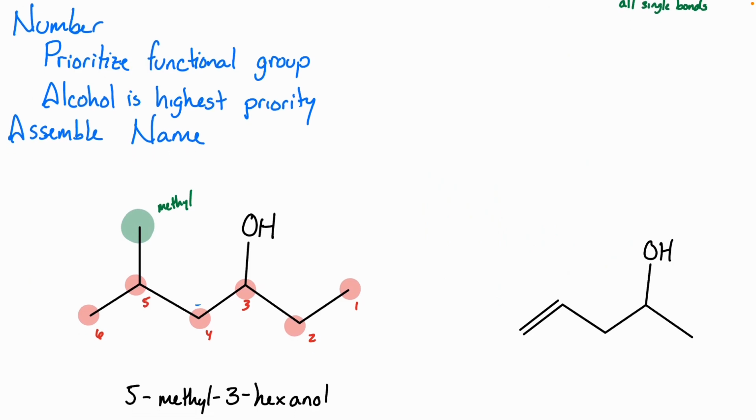All right, so when I look at this molecule here, I find my parent chain. I don't have any substituents. When I number, I'm going to number in such a way where I only pay attention to the location of that alcohol group, making sure that has the lowest possible number. All right, so we always prioritize our functional group, and alcohols are the highest priority. So we're only going to pay attention to the alcohol.